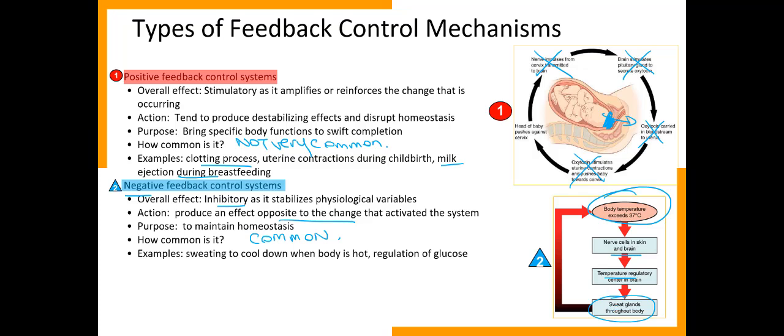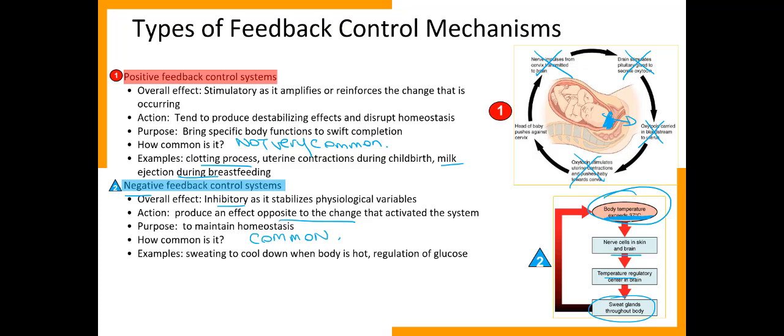So what happens is then you keep on sweating until your body temperature goes back down to 37 degrees Celsius. Okay, so that's what a negative feedback control system does.